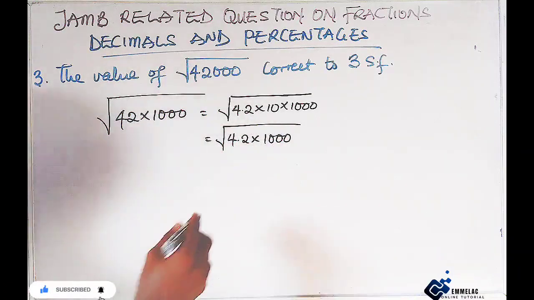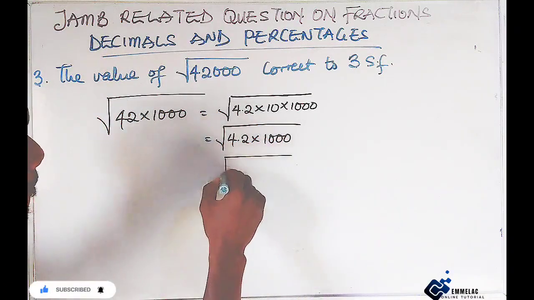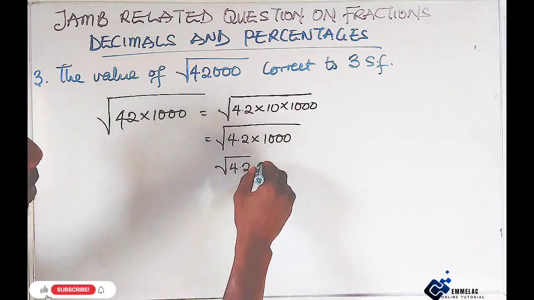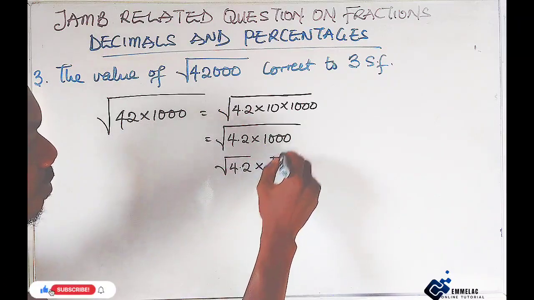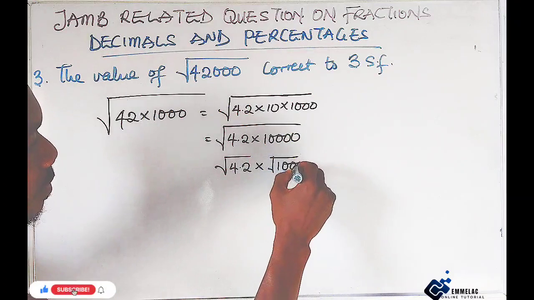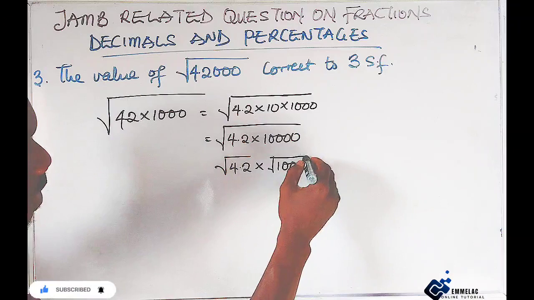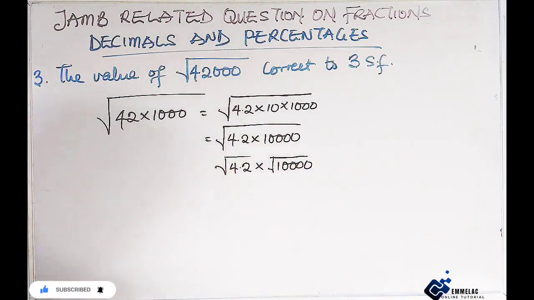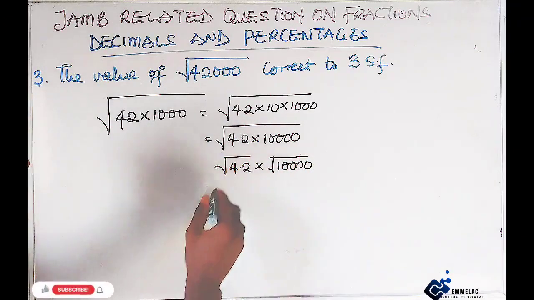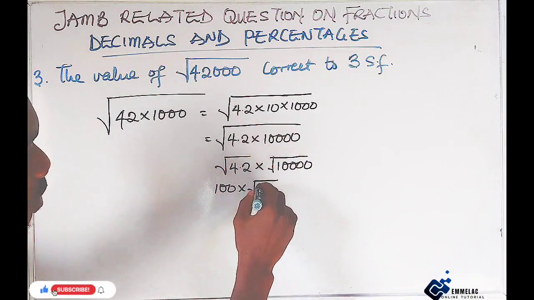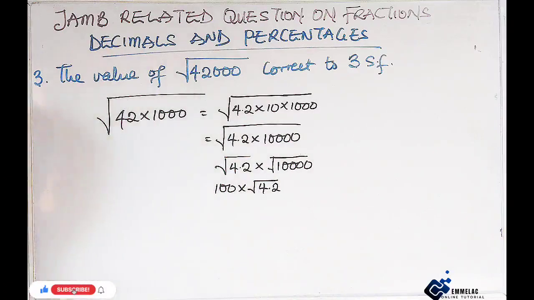All right, and according to SOD, this can also be written as split. You have 10,000. Okay, so to this end now you can see we have a perfect square here. Now the square root of 10,000 is what?